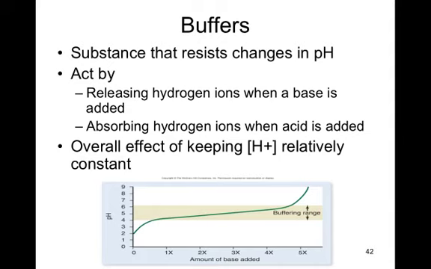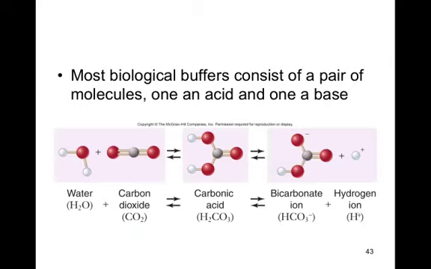Buffers resist changes in pH. They act by either releasing hydrogen ions when we have a lot of base or hydroxyl groups added, or they absorb hydrogen ions when we add an acid in order to neutralize the solution. We've probably all used buffers when we take an antacid tablet like Tums or Maalox. They work to absorb hydrogen ions or release hydrogen ions. The overall effect of buffers keeps the hydrogen ion concentration in the solution relatively constant. Most biological buffers work in pairs, one acid and one base.